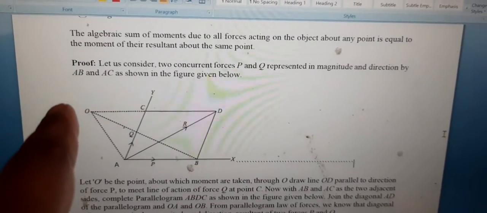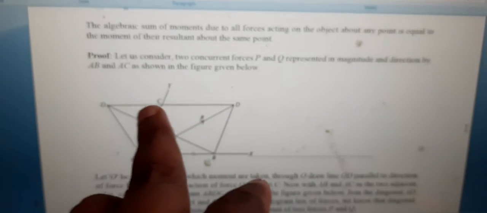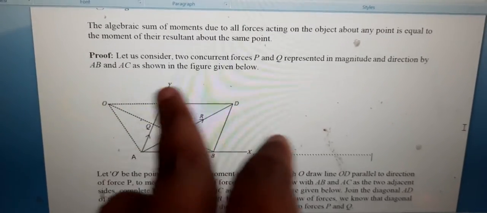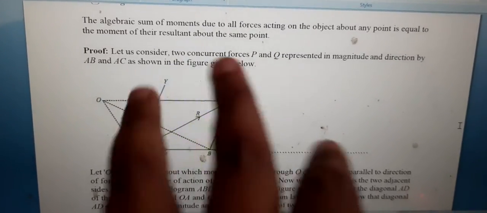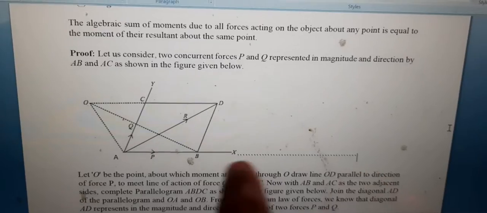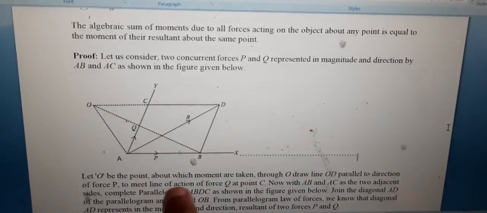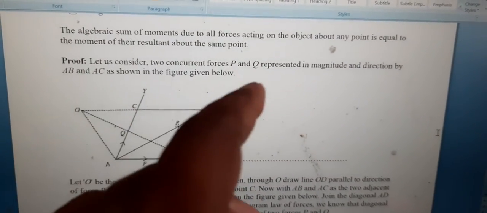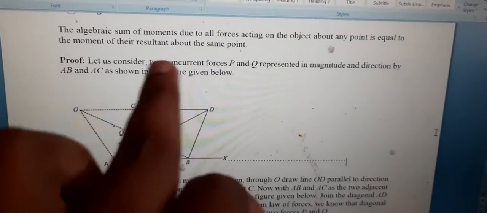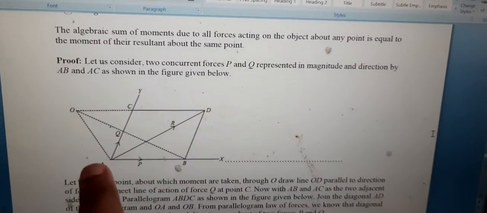To find this, we have to draw a line parallel to AB. After drawing a line parallel to AB, we have to complete the parallelogram. We'll prove it using the graphical method first. Two opposite sides of the parallelogram are equal. So AB and CD are equal in length, and AC and BD are of equal length. AB and CD represent force P, and AC and BD represent force Q.